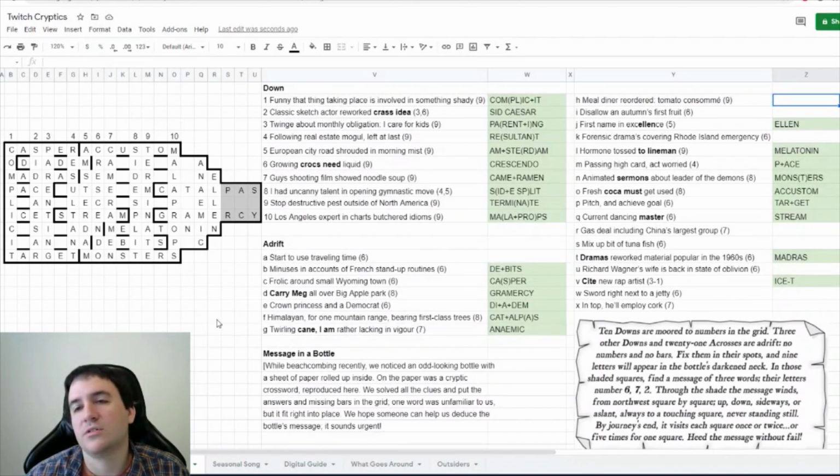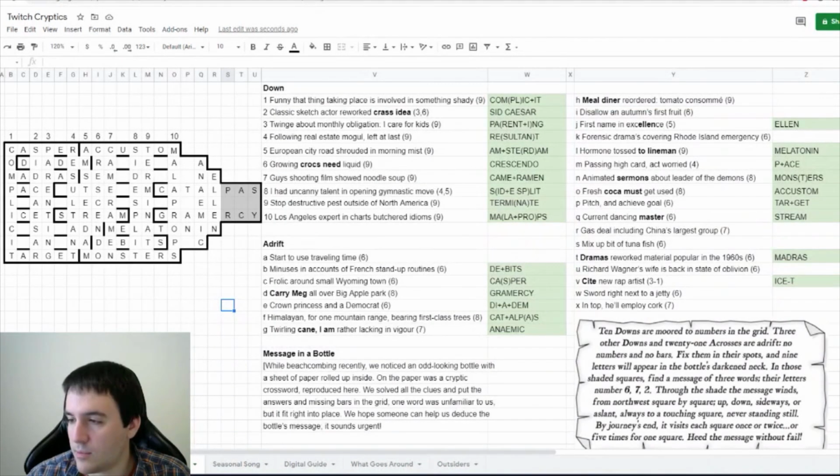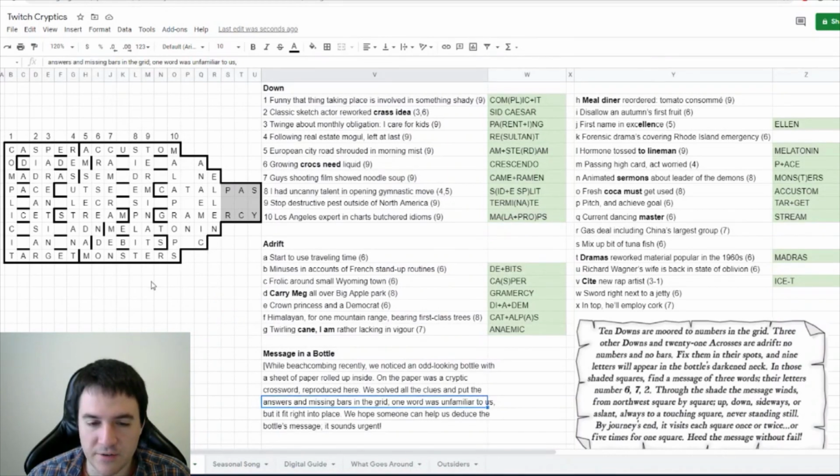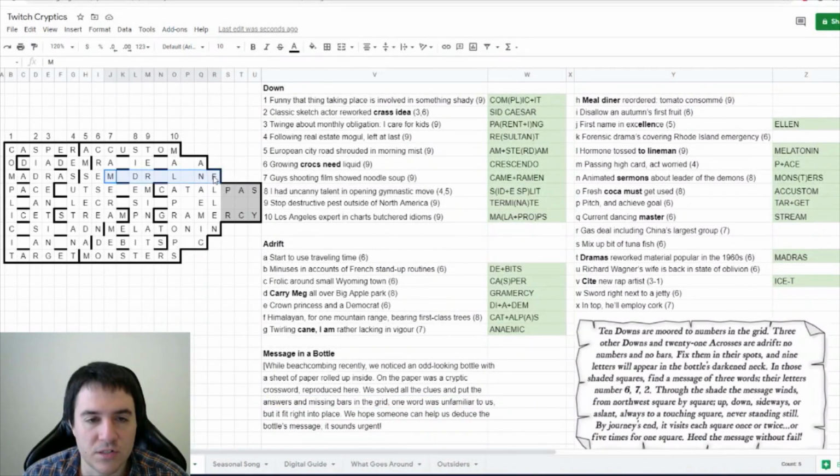Meal diner reordered, tomato consomme. Meal diner reordered. So meal diner anagram. I'm not immediately seeing one. I'm almost wondering if this is going to be that word that is unfamiliar to us. I'm wondering if it goes like here. Madrilène. Yeah, a consomme flavored like tomato.